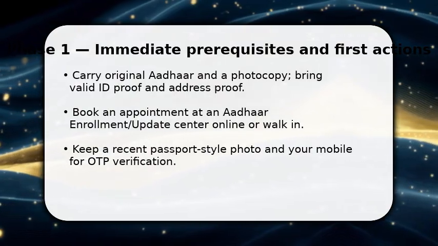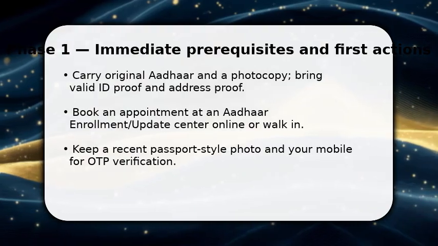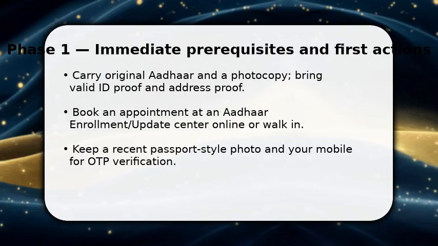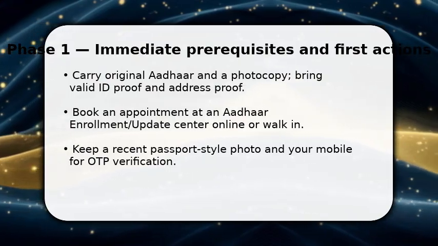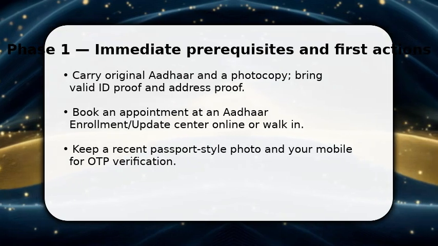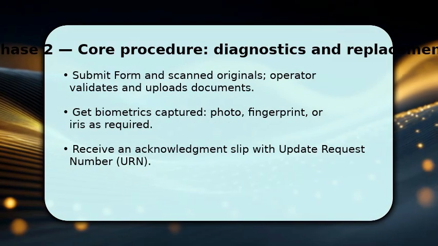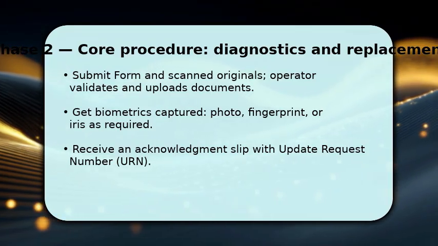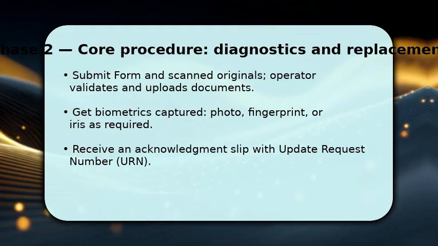You will fill form Aadhar update with the operator. Write legibly. Make sure to provide a recent passport-style photograph now and confirm the exact mobile number you want recorded, because the next steps depend on OTP to that number. You hand over the filled form and copies for verification. The operator uploads demographic details and attaches your new photo.